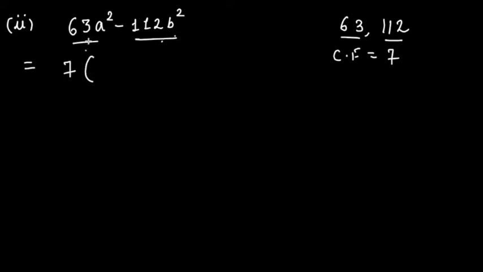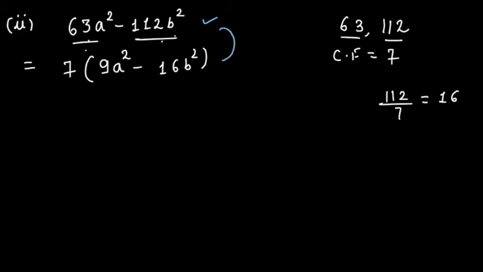What I am left with if I take 7 out as common: 7 9s are 63, so 9a square, minus, if I divide 112 by 7, 7 1s are 7 and 7 6s are 42, so you get 16b square. So what I have done with the given expression is converted it into a form where I can use a square minus b square, which equals a plus b into a minus b. This 7 which I have taken common from the given expression, we will keep as it is.